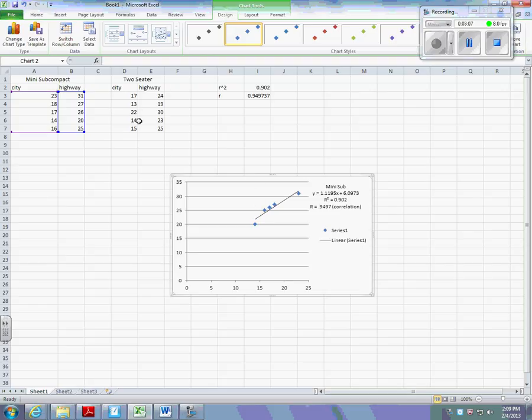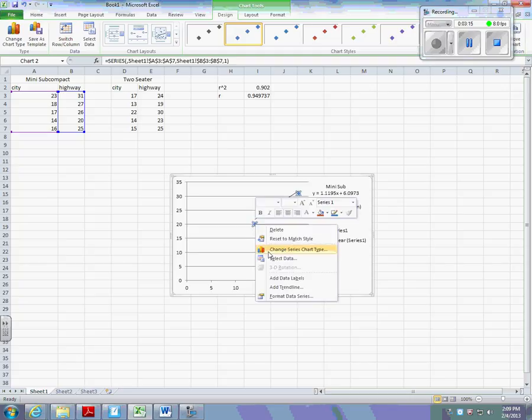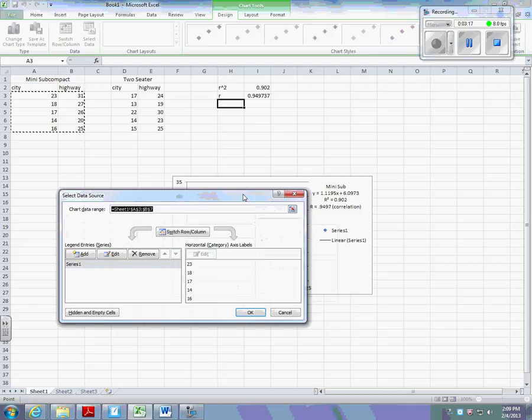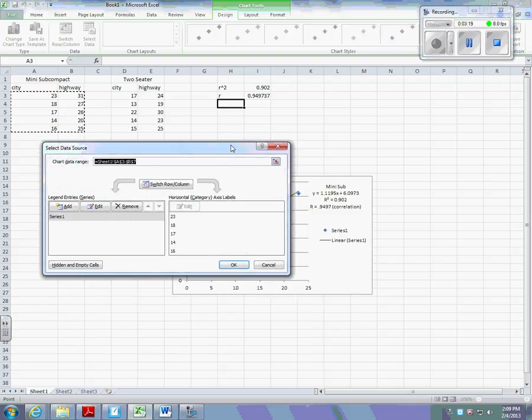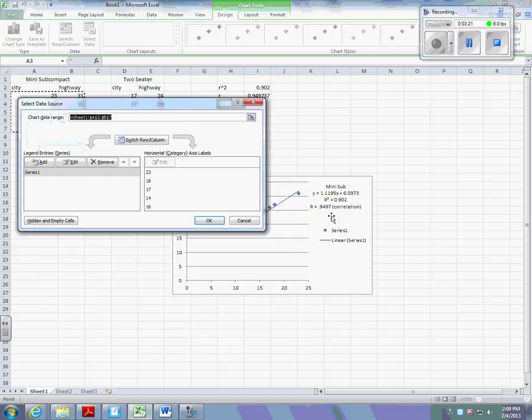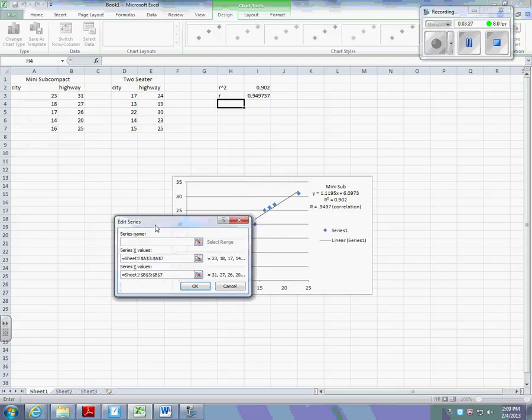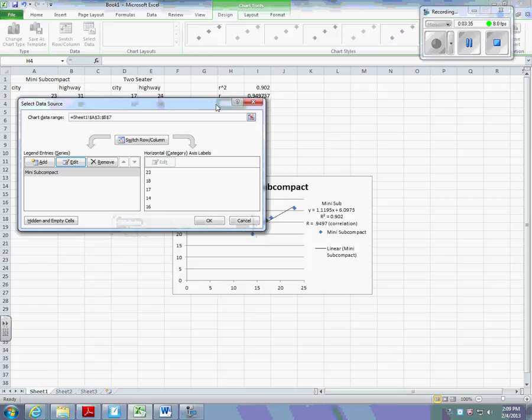We want this 2-seater on the exact same grid. So we're going to right-click on one of the blue data points. We're going to go to Select Data. This table will come up. Now, when it says Series 1, we can change the name of that so we know what it is. So we can click on Edit, Series Name. You can type in Mini Subcompact. It's already got the data in there for you.